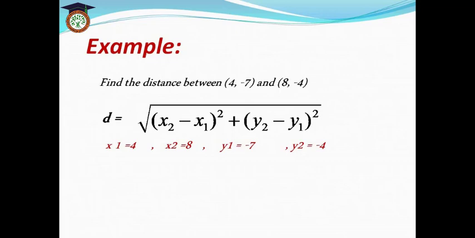So the distance here will be equal to root 25, and the distance here equals 5. And as we know, the distance must always be a positive value.